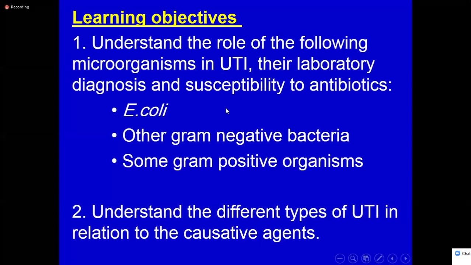The microorganisms that I am going to talk about are E. coli, some gram-negative bacteria, and some gram-positive organisms, which are the main causes of UTI. Secondly, to understand the different types of UTI in relation to the causative agents, that is to say, microbiologically.